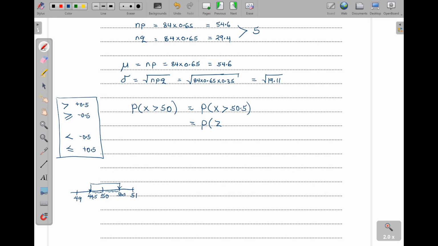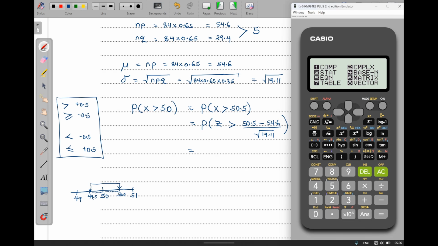Now we standardize this. This is the probability of z greater than, remember we have already said z is equal to x minus mu over the standard deviation. So this is 50.5 minus the mean we have gotten, which is 54.6, over the standard deviation, which is root of 19.11. So we can put all of this together in the calculator and we get the answer straight away.